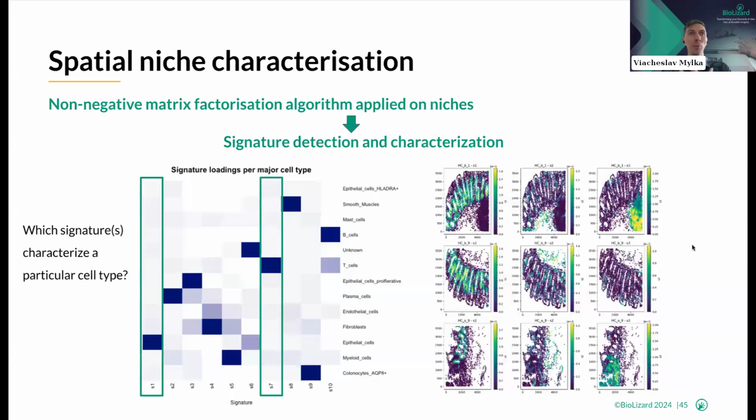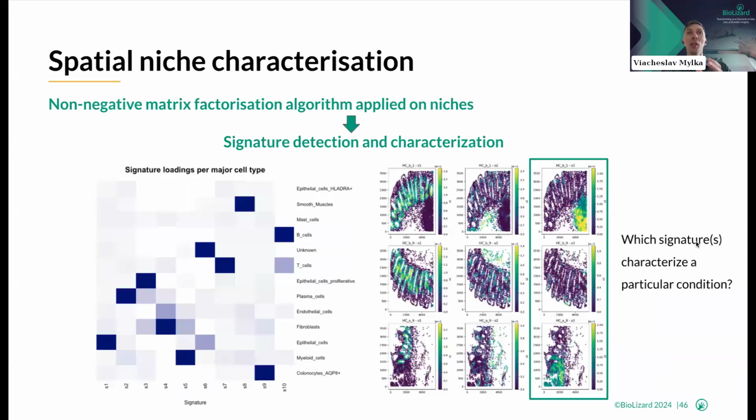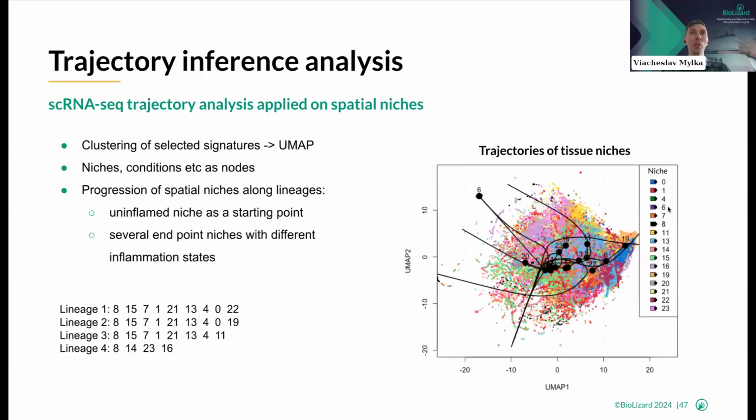And then what we can do, we can simply characterize each signature, checking them across the different cell types, or checking which signatures characterize conditions. So we can filter signatures and then focus our data set to answer a particular biological question. We can use those signatures to do a new clustering. So apply our favorite clustering and UMAP visualization, for example. And then we can apply trajectory analysis onto identified spatial niches.